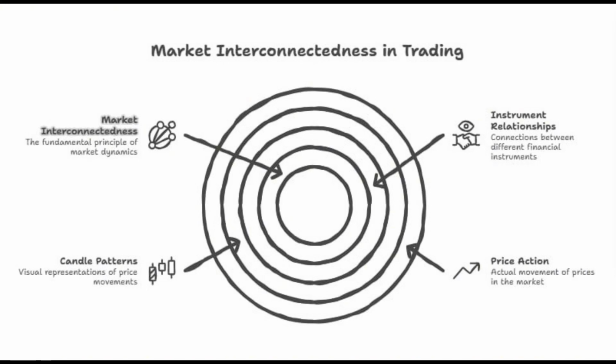And everything in this market is connected, so no pair moves alone, no candle happens randomly. Before you look at any setup, you need to understand the relationship between instruments. So when you see this, you stop reacting to price and start reading it.